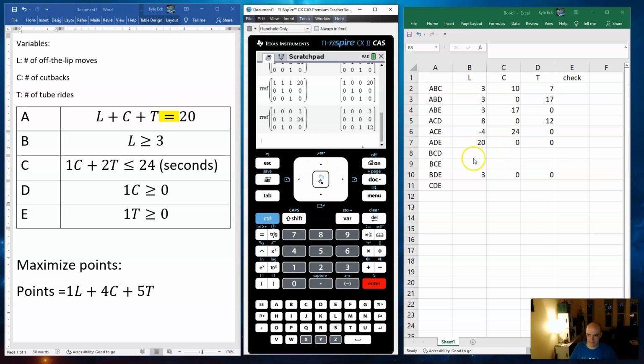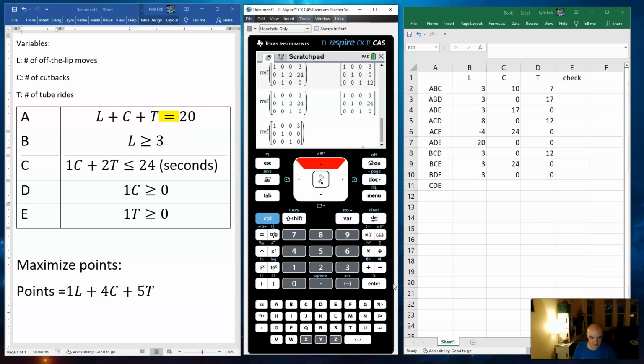Alright, so we got 3, 12 here. Let's look at B, C, and E. That should be a quick change because I just need to change the last line. 3, 24, and 0. And C, D, and E. Let's check that in. So I already got constraint E down here. If I make that a 0 and that a 0, that's constraint D, and then constraint C is 0, 1, 2, and 24.